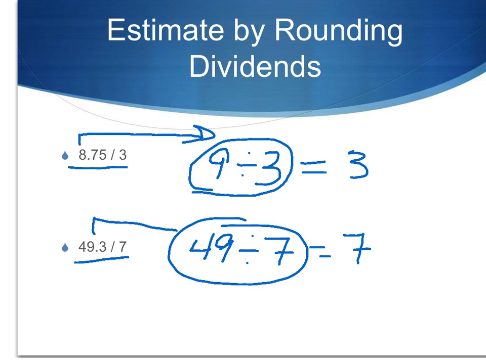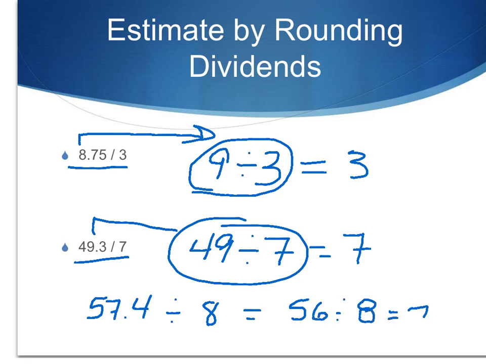Let's have you try one. Let's go, 57.4 divided by 8. Press pause right now and figure out your answer. Then press play to get the answer to see if you were correct. So looking at 57.4 divided by 8, I know 8 times 7 is 56, so I'm going to go 56 divided by 8 equals 7. So there are my compatible numbers, and 7 would be my quotient.